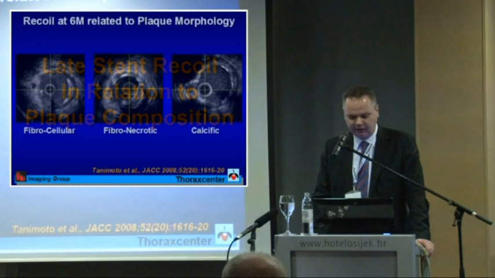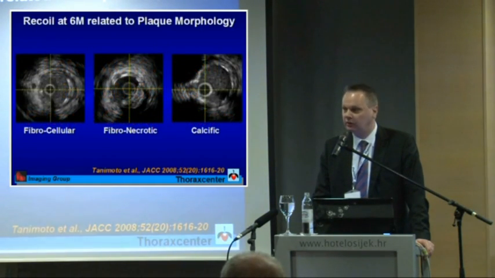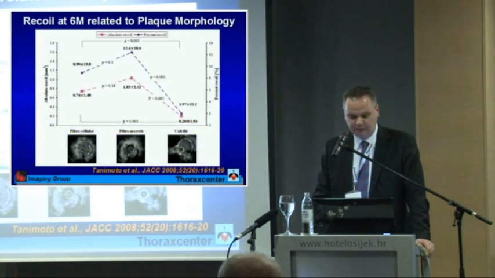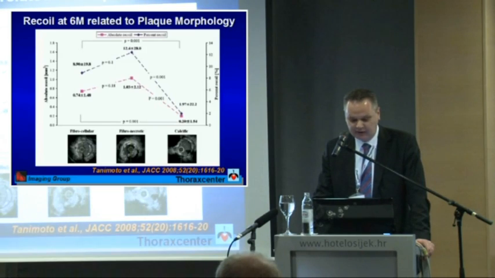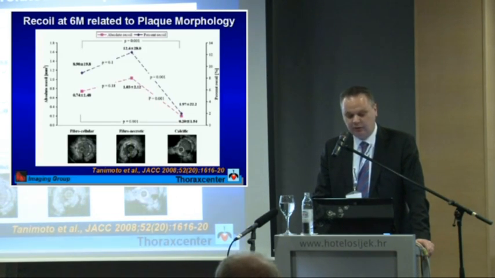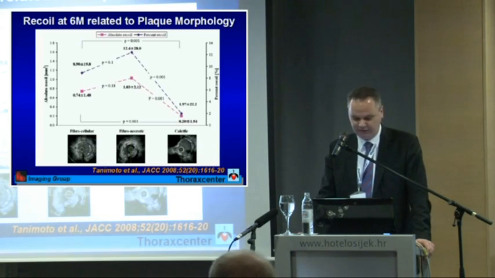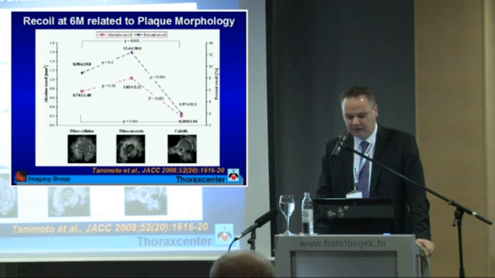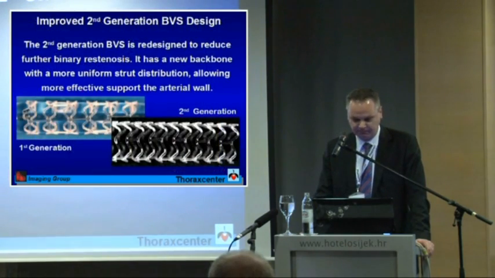And what we did, we identified fibrocellular plaques, fibronecrotic plaques, and calcific plaques. If you look at the stent recall, and these numbers, the higher numbers are more recall, the lower numbers are less recall, then you can identify that in patients with fibrocellular and fibronecrotic plaque, in vessels which still have some life in them, versus calcific, there is a significant difference. In calcific plaques it seems that there is less recall, but that's probably because the vessels are much stiffer.